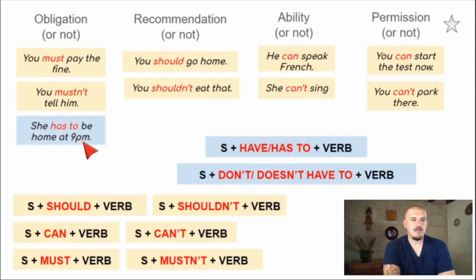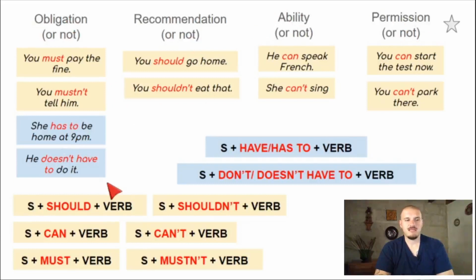She has to be home at 9 p.m. Tiene que estar en casa a las 9. It's an obligation, okay? She has to. He doesn't have to do it. No tiene que hacerlo. It's not an obligation, okay? So has to and have to are about obligations. It's not recommendation, it's not an ability, and it's not permission. It's about obligations. So I hope this is relatively easy.